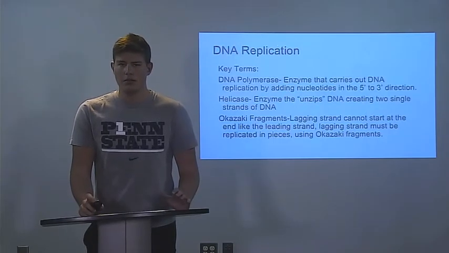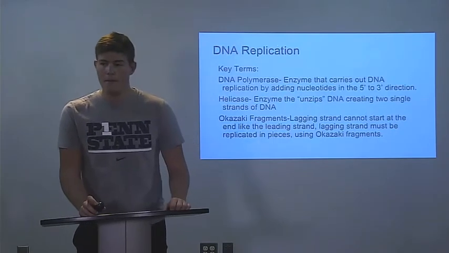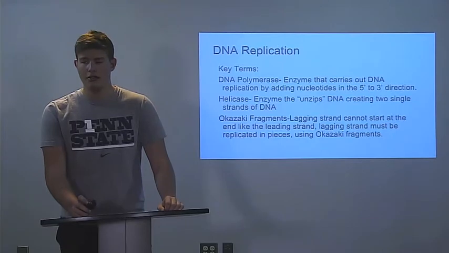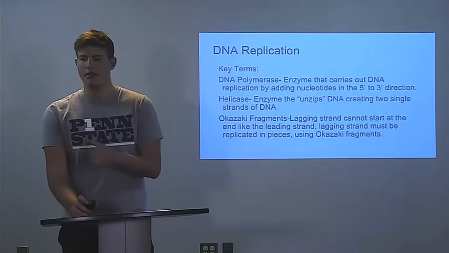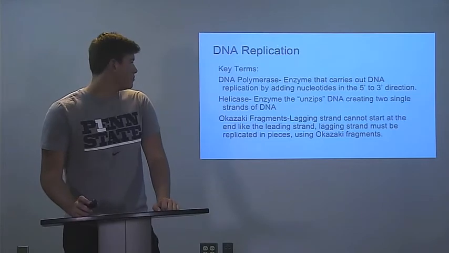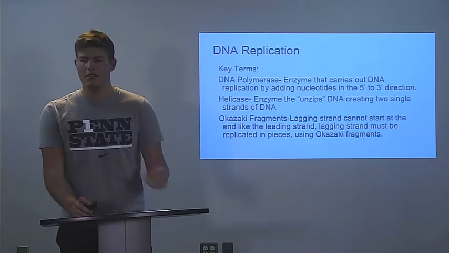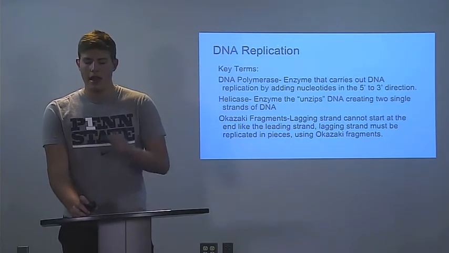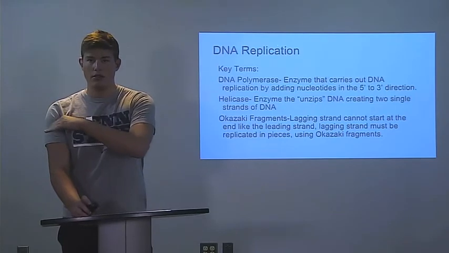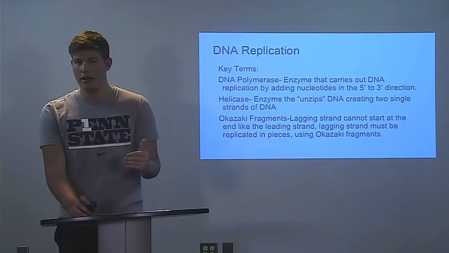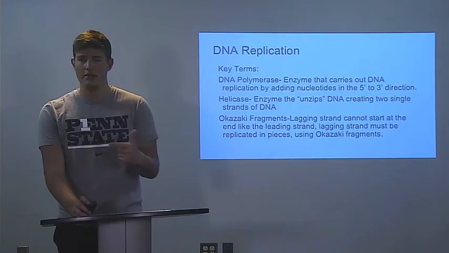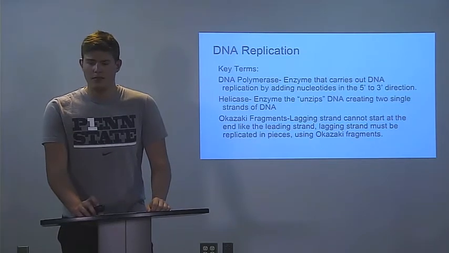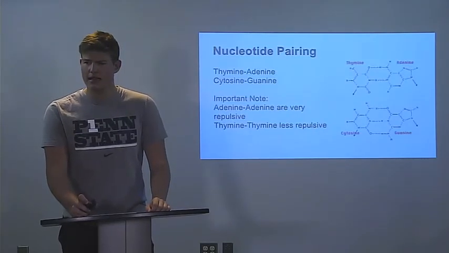So we're going to start with DNA replication, but we're going to start with the key terms you should know. DNA polymerase is an enzyme that carries out DNA replication by adding nucleotides in the 5' to 3' direction. So because of this, when DNA helicase unzips the DNA strand, it makes two daughter strands, and they're single-stranded DNA, and on one strand polymerase can just slide down it from 5' to 3', but on the other strand it has to go the opposite direction in little segments called Okazaki fragments. And we'll get to that later.